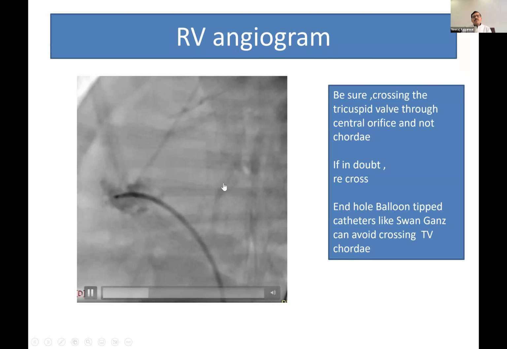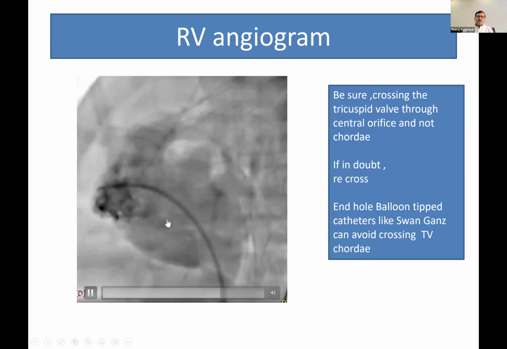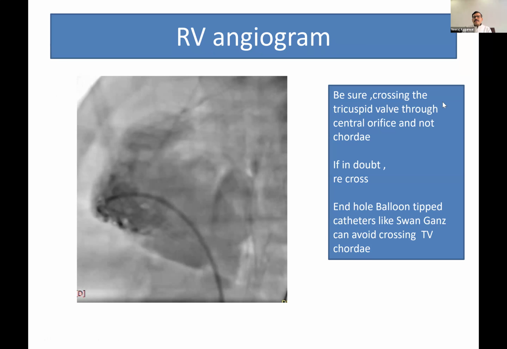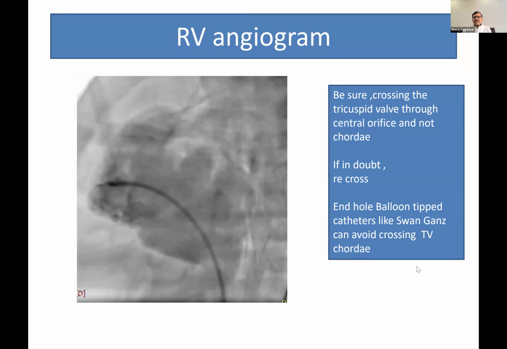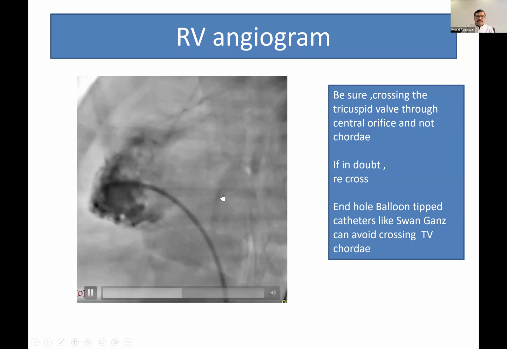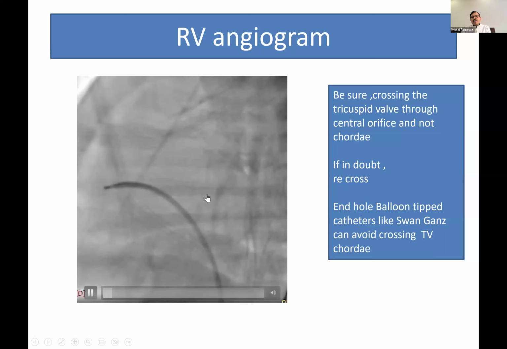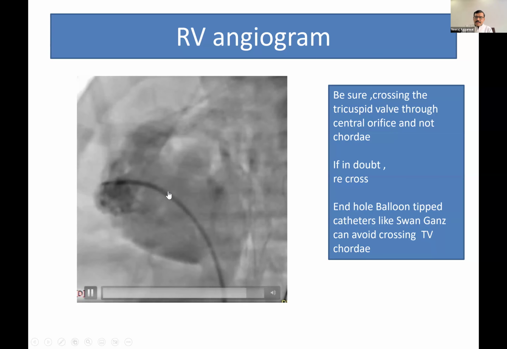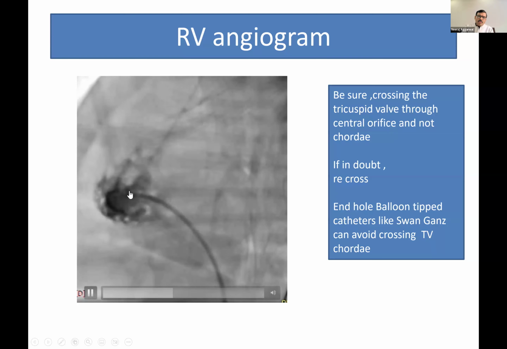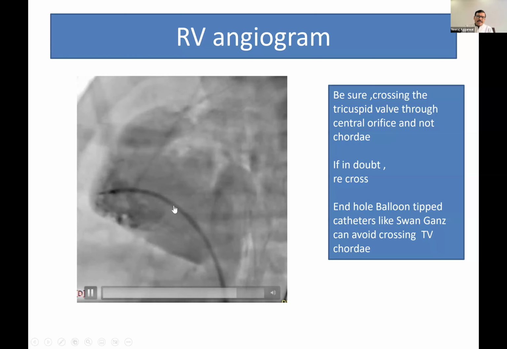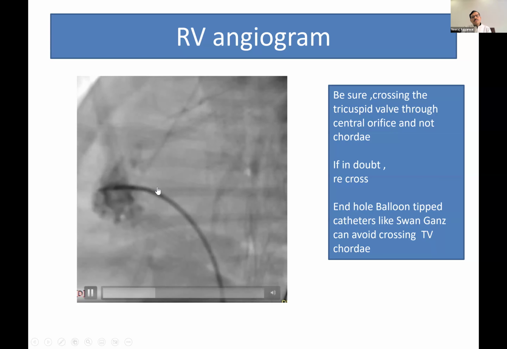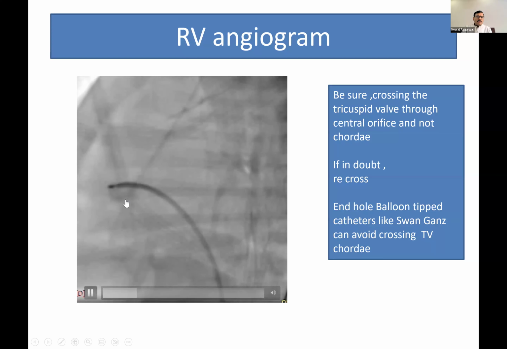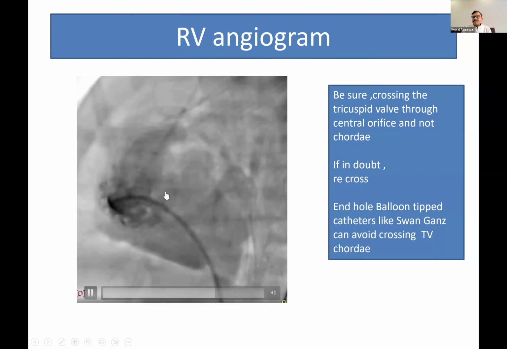Now, while you're doing the RV angio, you make sure that you have crossed the tricuspid valve through the central orifice and not through the chordae. How you make sure is a difficult answer. But if your catheter is not going over the wire and you're meeting resistance, you don't push it. You cross it again, actually, because if you go through the chordae, you can cause severe TR.